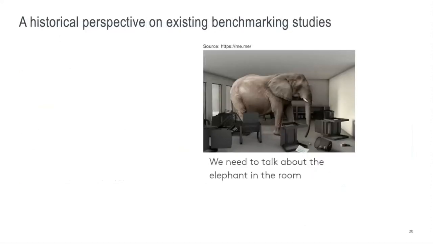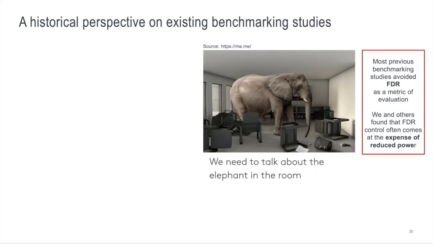Before going into some of the results that we are going to see for Tweedieverse, one thing: since this project started when I was a postdoc at Harvard, at least from that point or before, most of the previous benchmarking missed the evaluation of false discovery rate. It was usually ignored as a metric of evaluation. It felt like the elephant in the room that nobody wants to talk about.